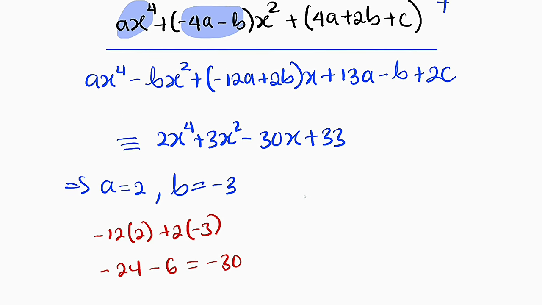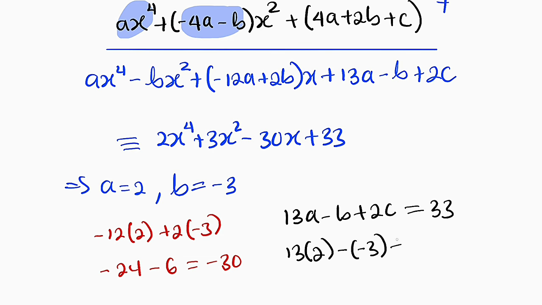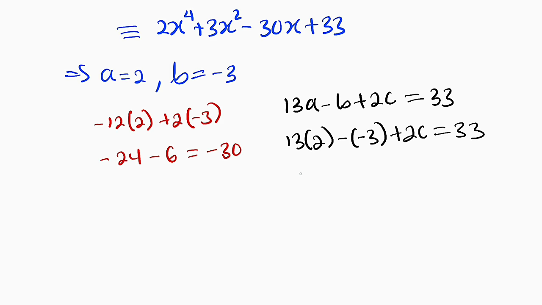So the whole of 13a minus b plus 2c, which is our constant, must be equal to the constant here, which is 33. Let's plug in the values of a and b. We have 13 multiplied by 2 for a, minus b is minus 3, then plus 2c, and this is equal to 33. Let's simplify. This is 26, minus minus is plus 3, plus 2c, and this is equal to 33.